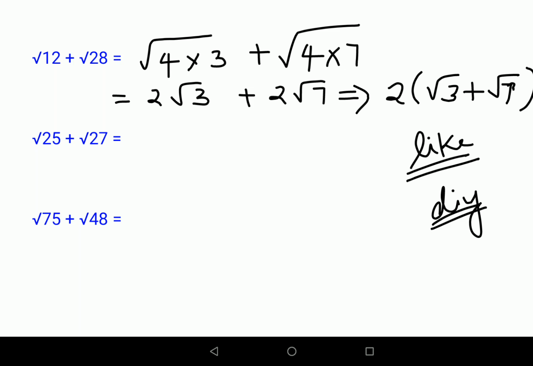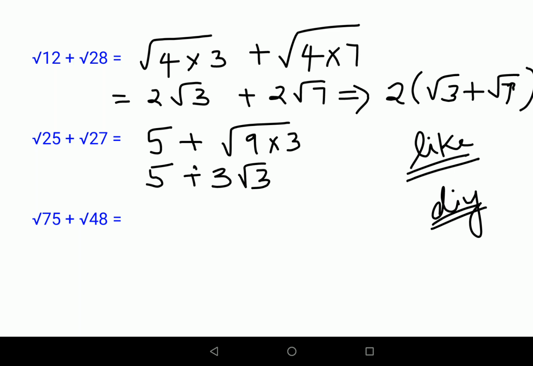So now root 25 can be written directly as what? 5. Plus root 27 is nothing but what? 9 into 3. So this can be written as 5 plus 3 root 3. Now in this case there is nothing common, so this is your final answer.